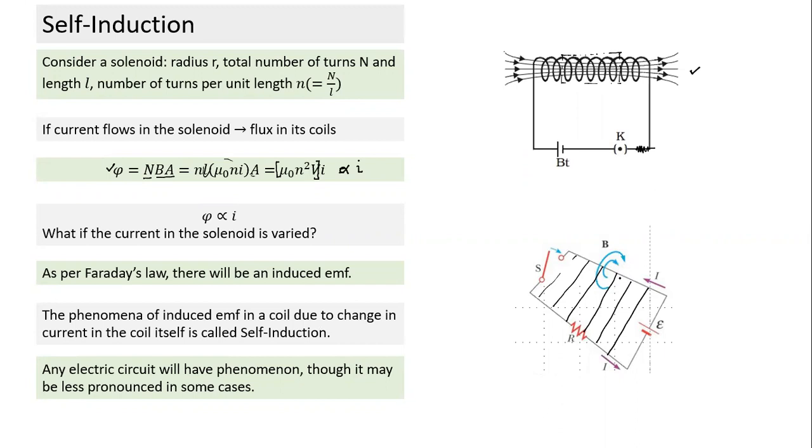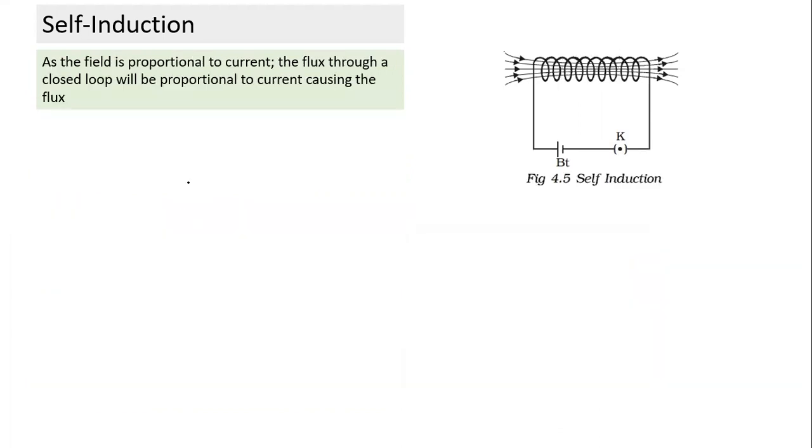Whenever the current is varied, change in current will lead to change in flux, will lead to induced EMF. And what is induced EMF? It will behave as if the circuit has an additional battery. That we know already, and the EMF of the battery will be equal to d phi by dt. Okay, so we'll continue further.